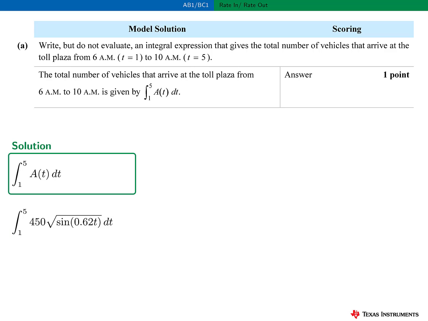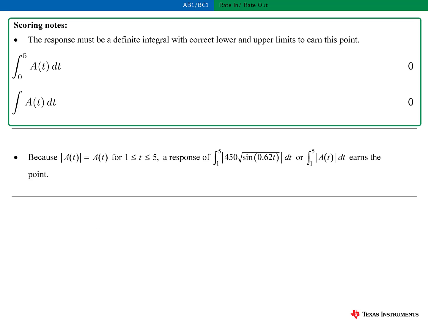A of t is a rate, and this integral expression represents an accumulation of the number of vehicles that arrive between 6 a.m. and 10 a.m. That is, between t equal 1 and t equal 5. Note that I recommend that students use the first expression with the named function a of t. If the student uses only the actual expression for a of t and makes a copy error, they will not earn the point. Here are the scoring notes associated with Part A.